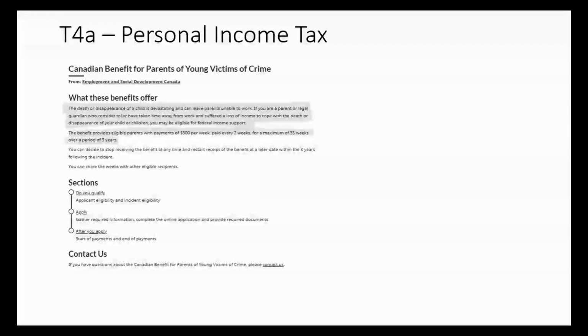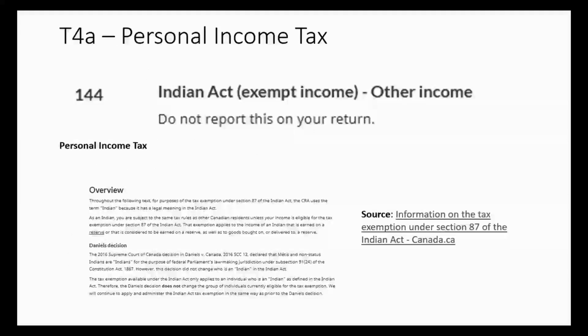Okay, what are these benefits and what do these benefits offer? The death or disappearance of a child is devastating, can leave parents unable to work. If you're a parent or legal guardian who has taken time away from work and suffered a loss of income to cope with the death or disappearance of your child or children, you may be eligible for federal income support. The benefit provides eligible parents with payments of $500 per week paid every 2 weeks for a maximum of 35 weeks over a period of 3 years. So these are benefits relevant to young victims of crime.